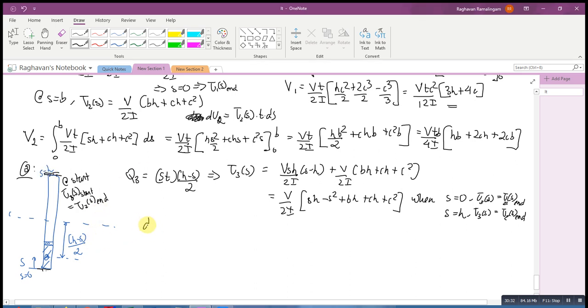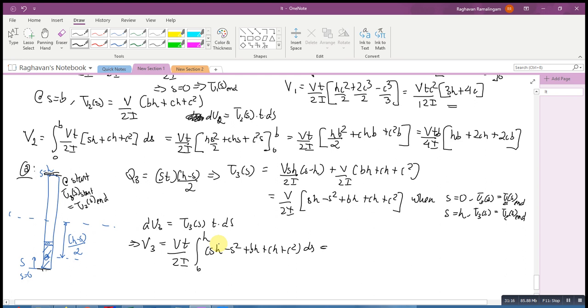And proceeding, dV3 equals nothing but tau 3 of s into t ds, giving me V3 equals, let me take V and all these common things outside, 0 to h this time, sh minus s squared plus bh plus ch plus c squared ds. So just do the integration for this whole thing. You will have s squared h by 2 minus s cubed by 3 plus bhs plus chs plus c squared s. And then substitute the values of h and 0.